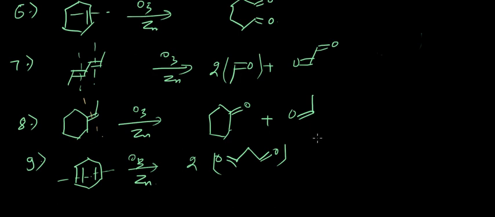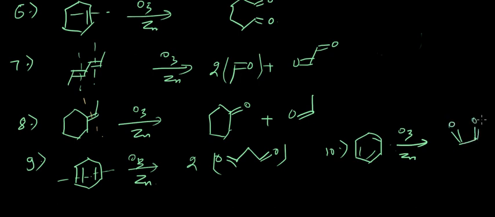Okay, so let's have one more example. We have a benzene ring and it is undergoing ozonolysis. So what would be the product? This thrice.